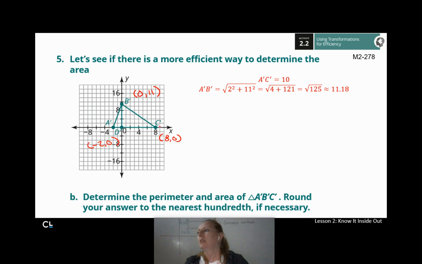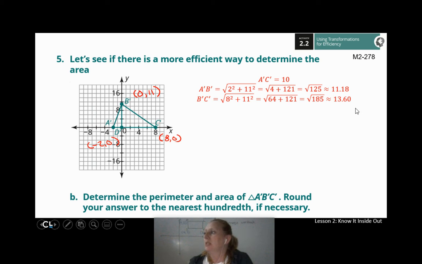I then did something similar for B prime, C prime. I could subtract, but I got zeros. Why am I stressing about subtraction? 0 minus 8 is 8, and 11 minus 0 is 11. I'm just going to do 8 squared plus 11 squared. So 64 plus 121 is 185, and thank you, Mr. Calculator, the square root is about 13.60. And yes, I did put the 0 on there because I needed a second digit. If I'm rounding to the nearest hundredth, I need 2 digits behind the decimal.